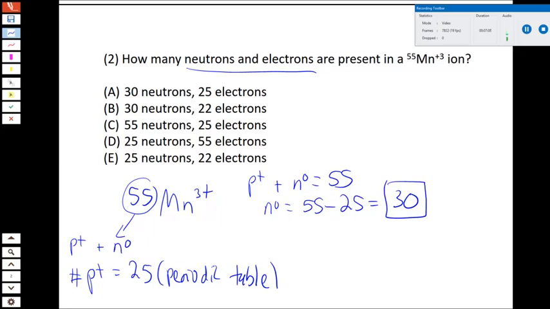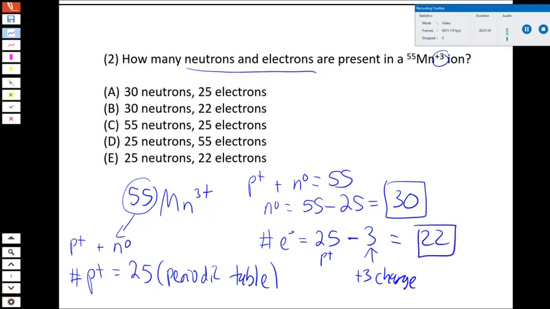So, and then we also have to distinguish the number of electrons. And then remember, for the number of electrons, if you had a neutral element, a neutral atom, they would have the same number of protons and electrons. In this case, we have a +3 charge, so that means we have 3 fewer electrons, or 3 extra protons, however you choose to think about that. So if we have 25 protons, and we subtract 3 because we have a 3+ charge, so there's 3 fewer electrons than that. That gives us 22 for a number of electrons. All right, so the only answer choice that has both of those correct would be choice B.